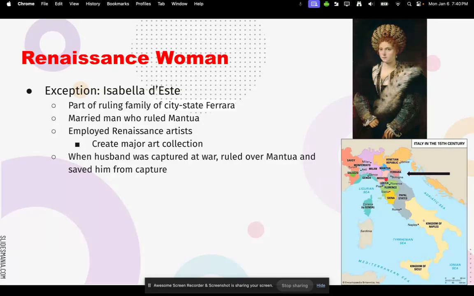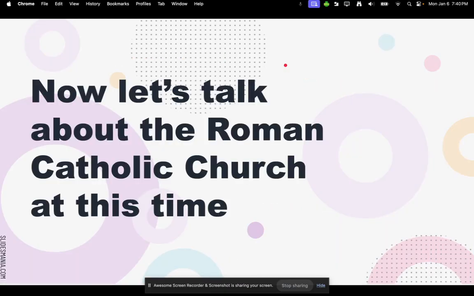And she would employ a lot of Renaissance artists and create this huge art collection. But she was also a ruler. So when her husband was captured at war, she was the one who ruled over Mantua, which is right there, and saved him from his capture. So she wielded a lot of power.